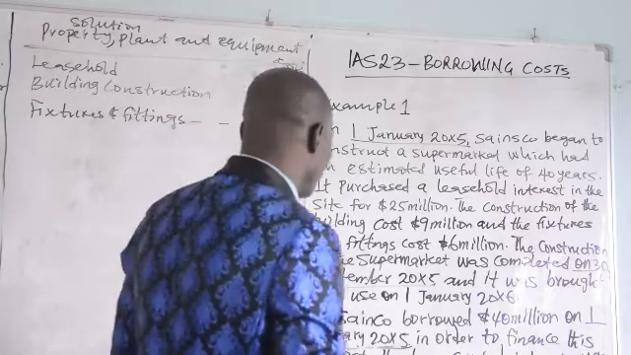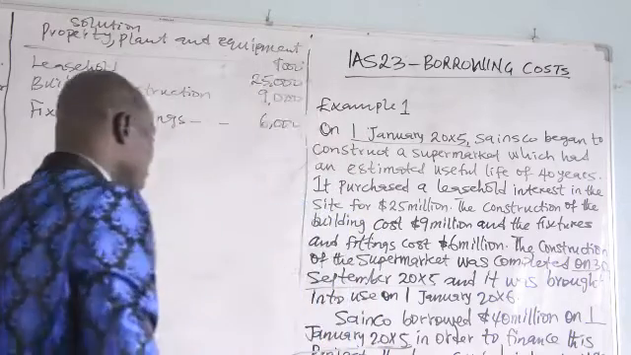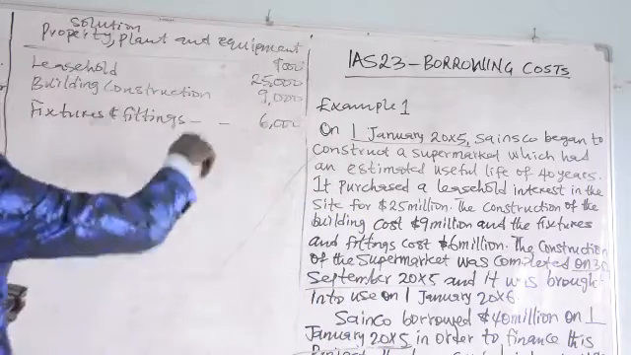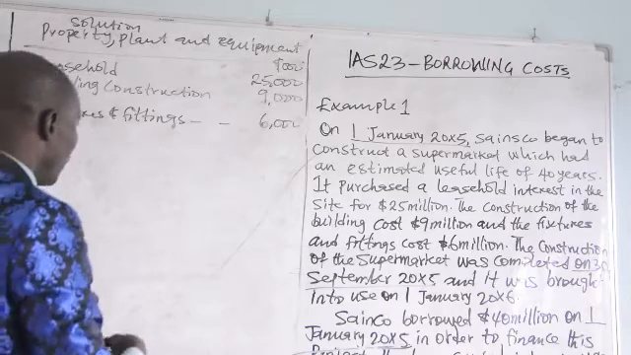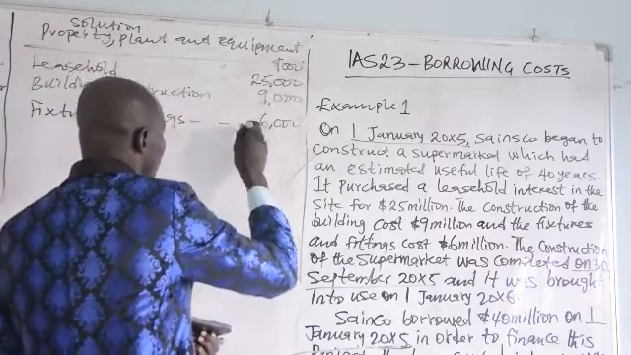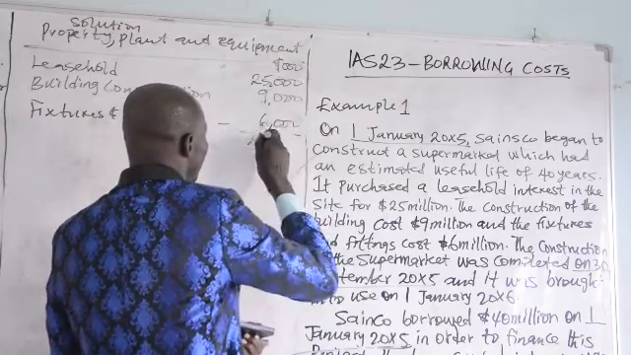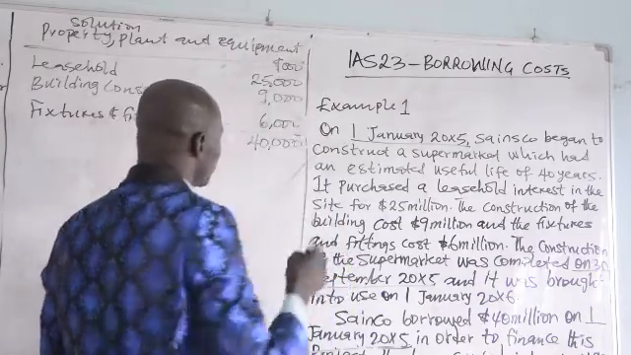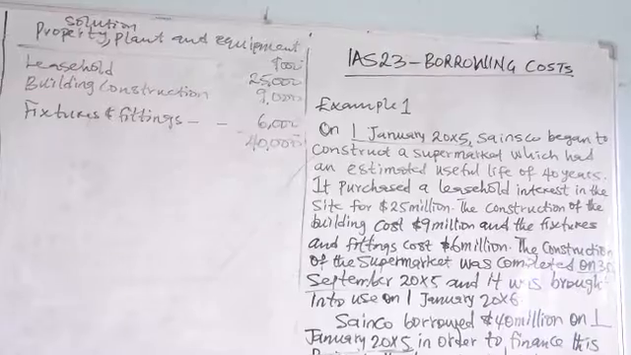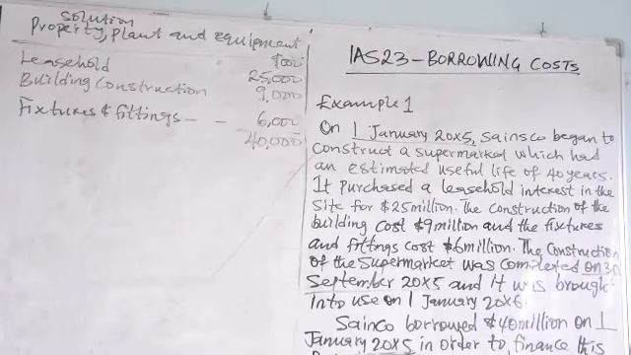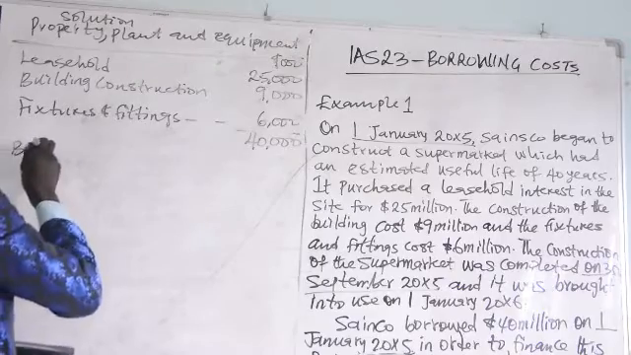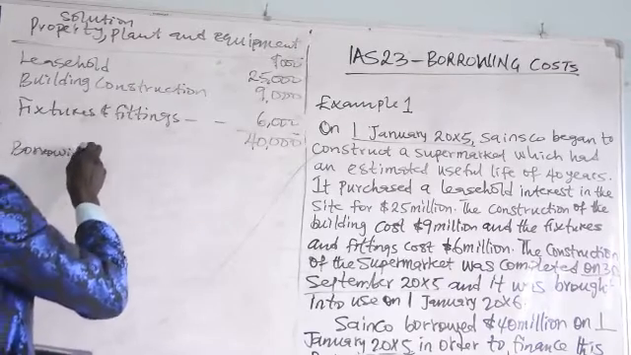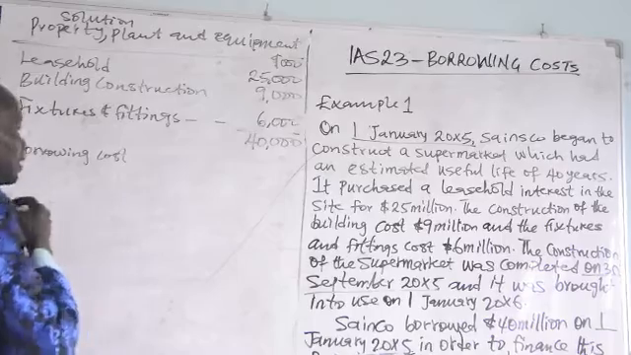The construction of the supermarket was completed on 30th of September 2025. So if you aggregate it, 25 million plus 9 million plus 6 million, that would be 40 million. Then, how much will be the borrowing cost to be capitalized? Borrowing cost now will be capitalized as part of the cost of the asset.